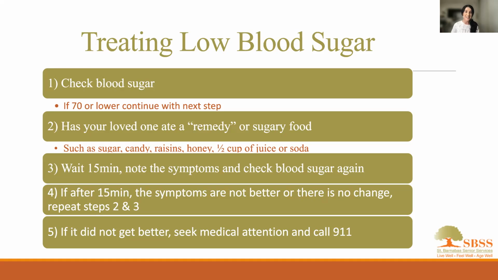Now you don't want to have them take the whole can of soda, right? Because then it's going to spike up and we don't want that. So it's recommended half a cup. Now after that, you want to wait 15 minutes, note the symptoms, and then recheck their blood sugar again. If you still see that it's low, then you want to continue the first and second step again. If you don't see that it's changed, then it's important to seek medical attention and call 911 as soon as possible.